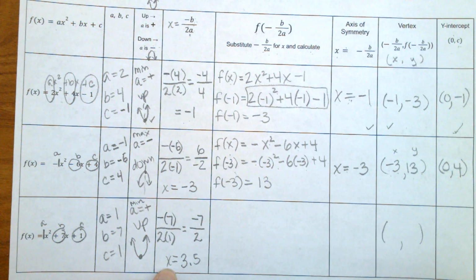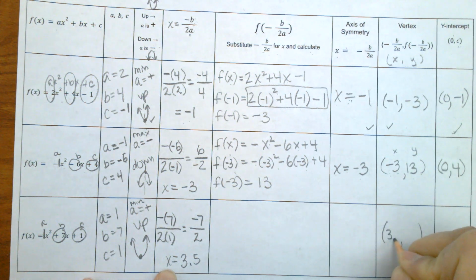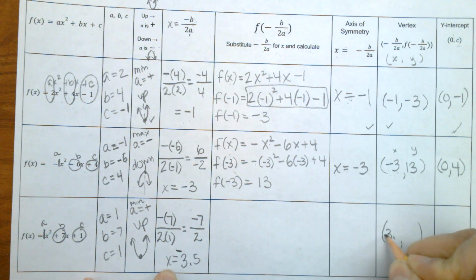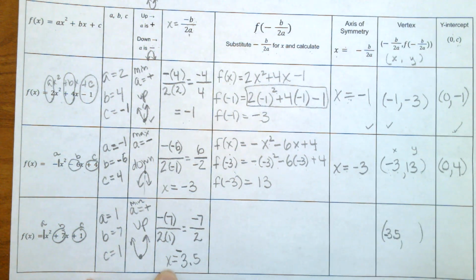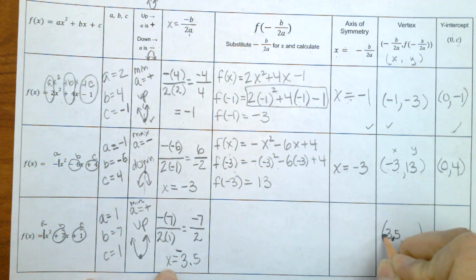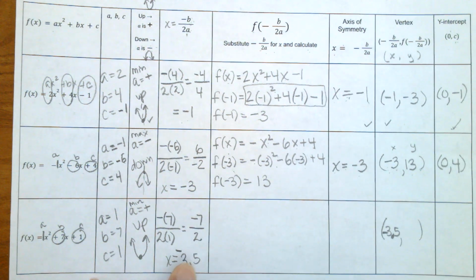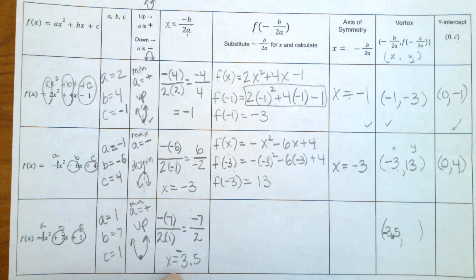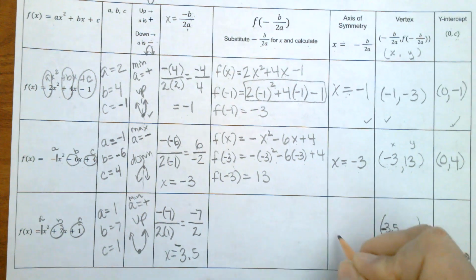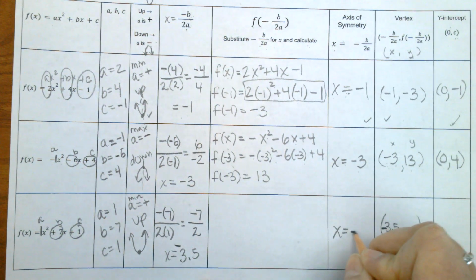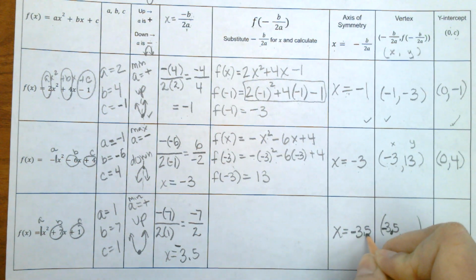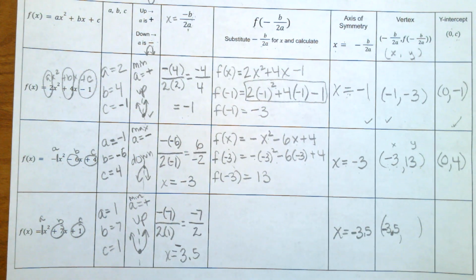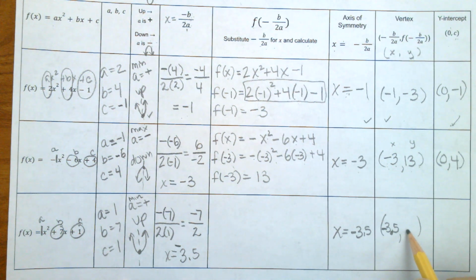That is my x value, negative 3.5. Okay, make that decimal, negative a little bit bigger. So negative 3.5, because negative 7 divided by a positive 2 gives you a negative 3.5. That's also my axis of symmetry, negative 3.5. That's that imaginary line that cuts my graph down through the middle. We now need to find our y value.